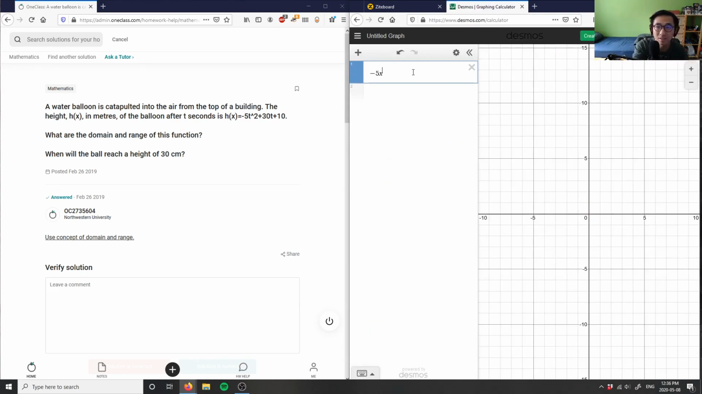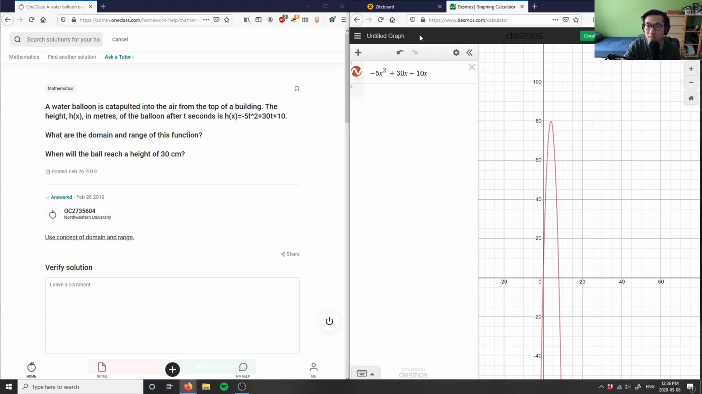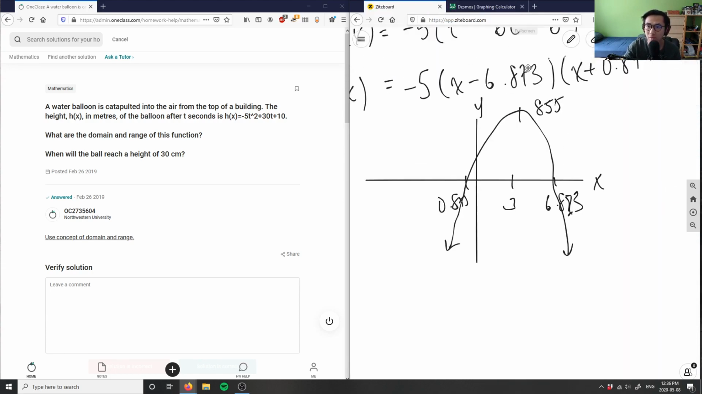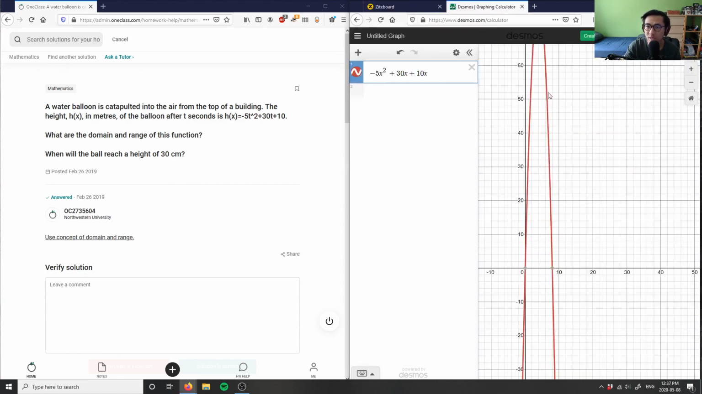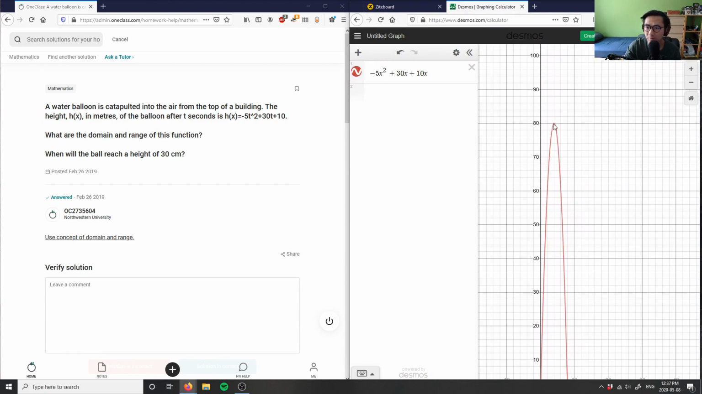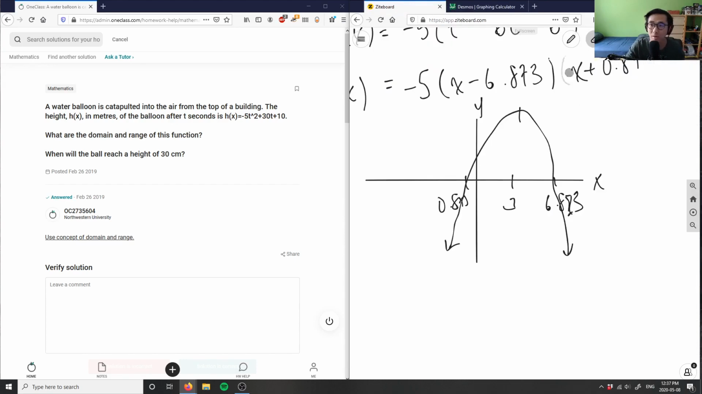I'm going to write x squared instead, plus 30x plus 10. And as you can see, our parabola looks something like this, right? It is very large here, and it's going to span to about 80. Oh, I don't know why it's 855 here. The vertex here, I think I might have done my math incorrectly. It's actually 4 and 80. Sorry, not 3 and 80 here.